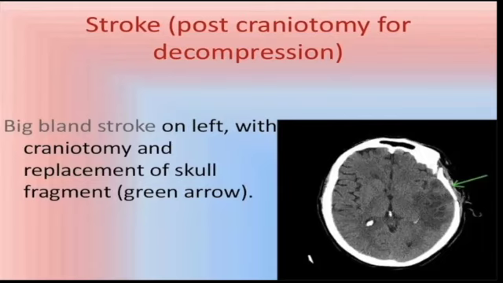Clear, okay. So as I said, this is a patient who had a stroke and it's a post-craniotomy. How do we know that this is a post-craniotomy? Just look at the green arrow. Now you can see a discontinuation of the skull and it's uniform.